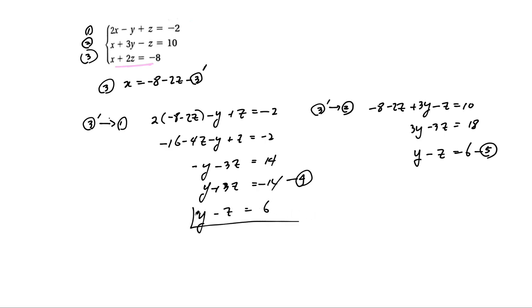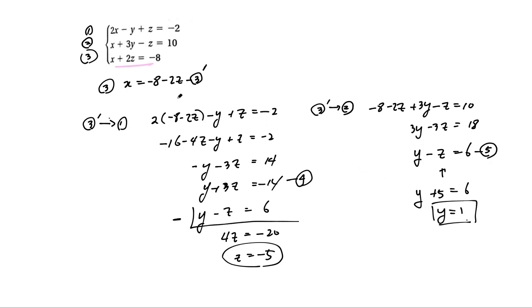Now you can do elimination to eliminate the y now and get 4z is equal to minus 20. So z is negative 5. Once you have that, right, you have y plus 5. So y is equal to 1. Once you have these two, you can go back here. x is going to be minus 8 minus 2 times negative 5. So x is 2.